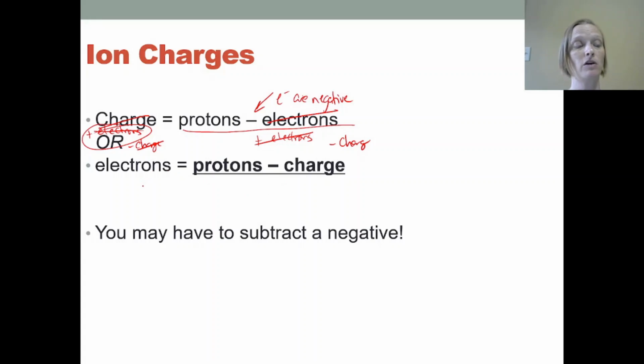An example here, chlorine often has a charge of -1. So if I'm dealing with chlorine with a charge of -1, I know that chlorine has 17 protons, otherwise it wouldn't be chlorine. And the charge is -1. So if I subtract that -1, that's like adding 1. So in that example, when chlorine has a charge of -1, you end up with 18 electrons. So that would be chlorine with a charge of -1.